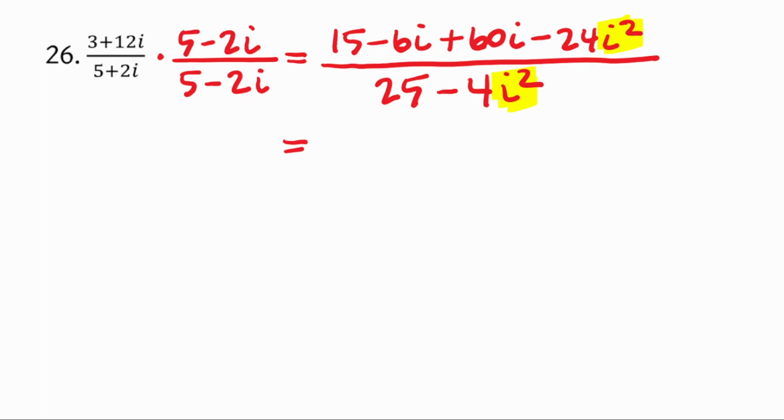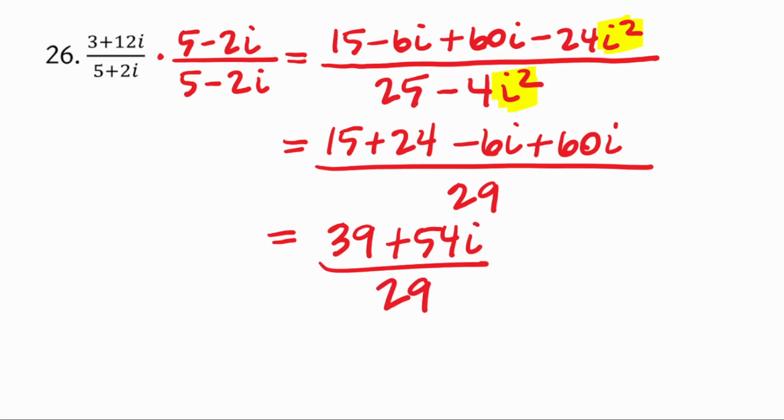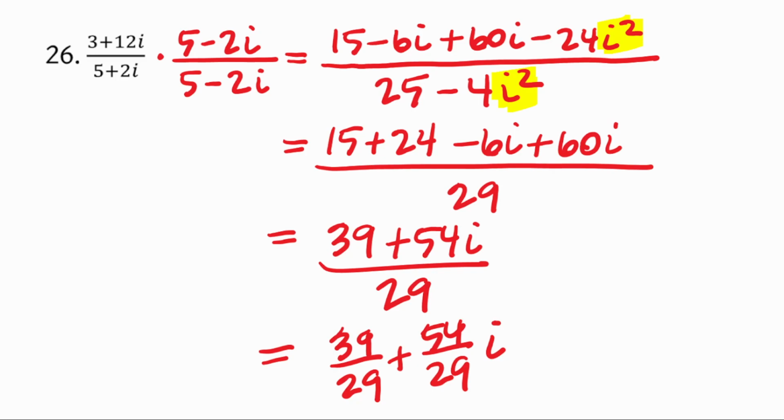So this would be 15 plus 24 minus 6i plus 60i, divided by 25 plus 4, which is 29. So it's going to be 39 plus 54i divided by 29. And honestly, I'm cool with this. This is standard form enough for me in my class, but if you just had to divide both of them, it'd be 39 over 29 plus 54 over 29i. And that would be standard form. Either one of those works for me, though, in my class.